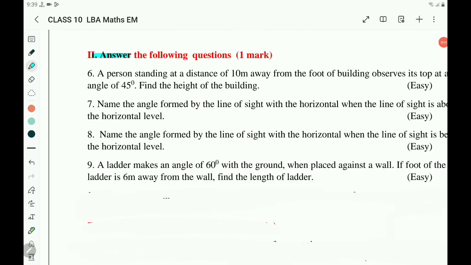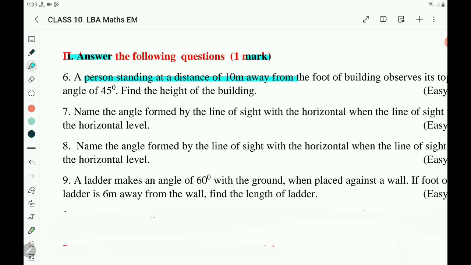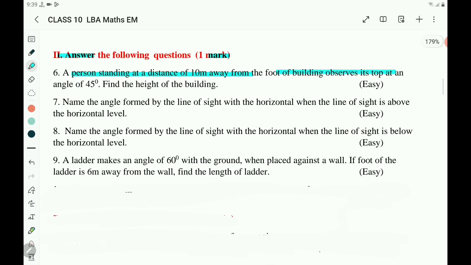Second main question. Answer the following questions. 1 mark question. That is sixth question. A person standing at a distance of 10 meter away from the foot of the building observes its top at an angle of 45 degree. Find the height of the building.